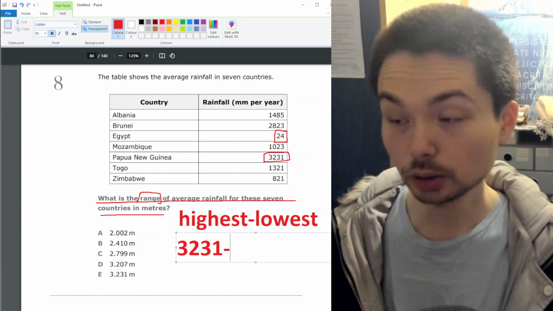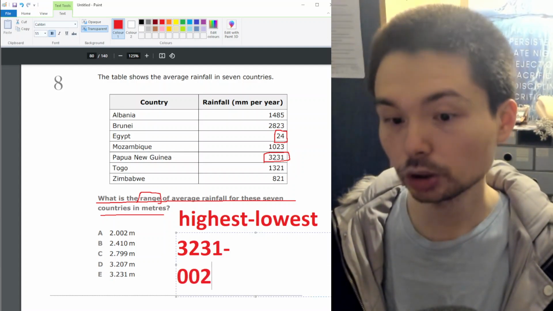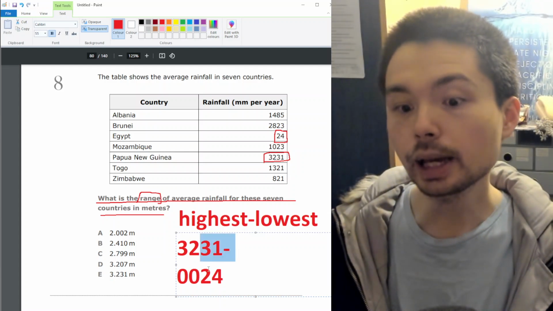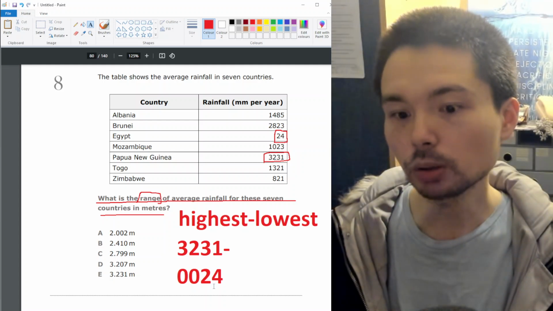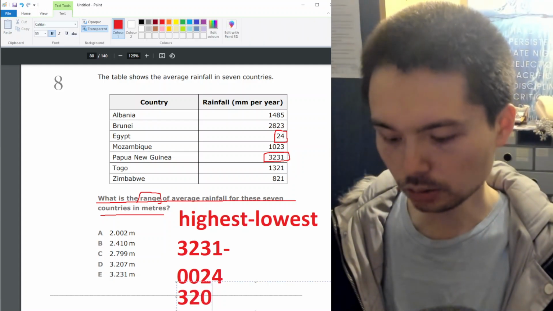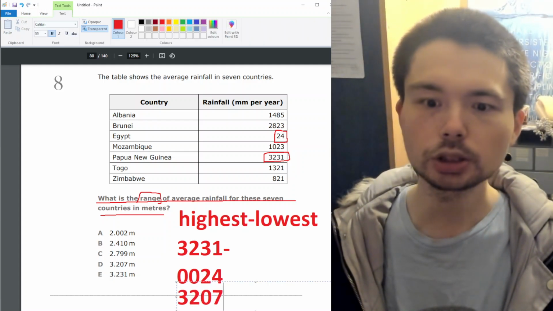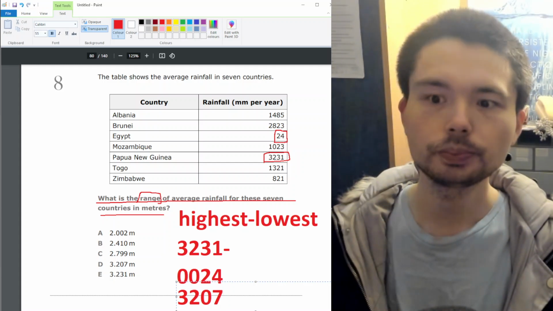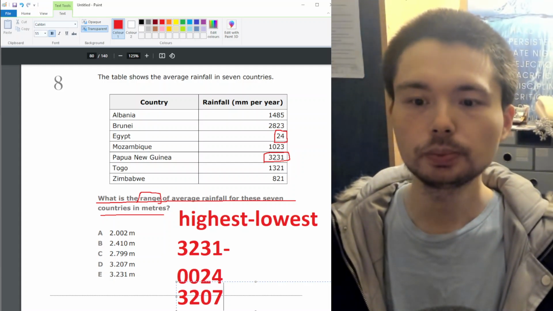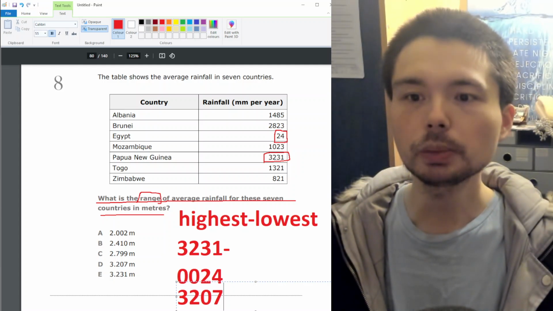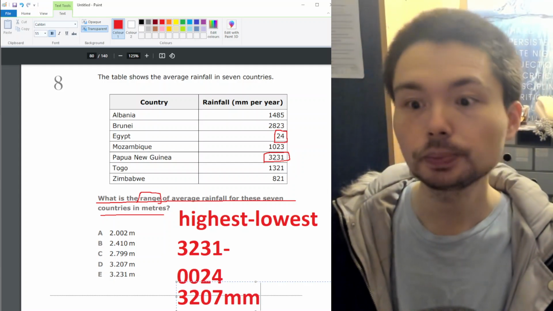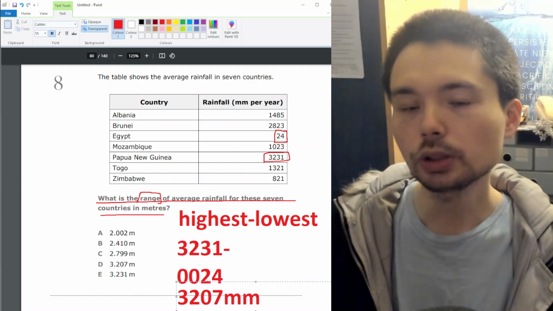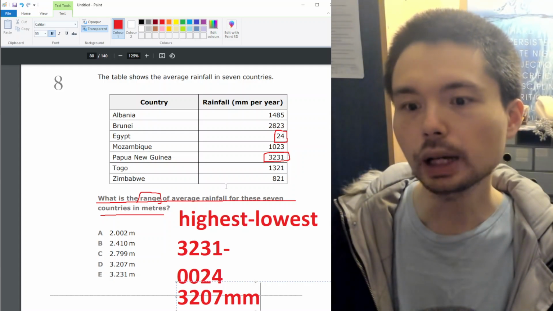Minus 24. I'm going to write 0024 just to show you. Look at the tens and the units column. 31 minus 24 is 7. So this becomes 3207. So what are we doing? We need to change this into what? Millimeters. No, it's already millimeters. And now what are they telling us? It is in 7 countries. So we want the range of average rainfall.